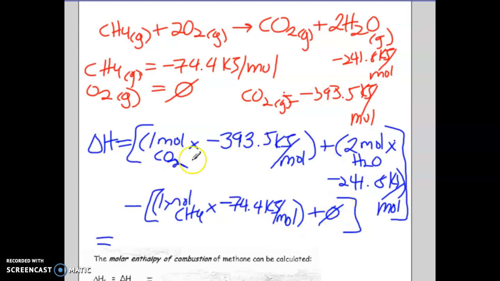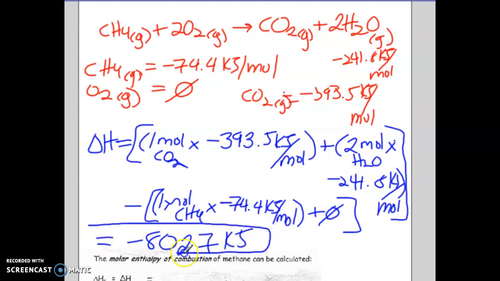Okay, so if you were to work this out, 1 times negative 393.5 plus 2 times negative 241.8 minus 1 times negative 74.4, we get a value of negative 802.7 kilojoules. Okay, which if you recall is the same value we got when we did Hess's law.